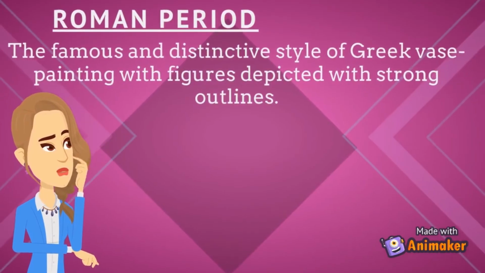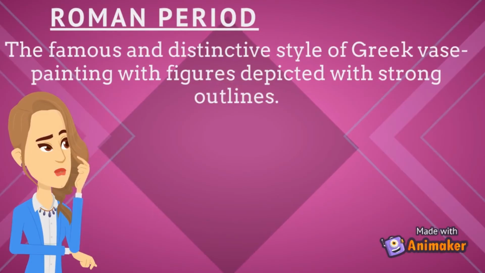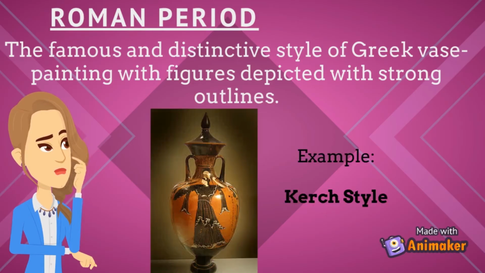It is the famous and distinctive style of Greek vase painting, with figures depicted with strong outlines, with thin outlines. It reached its peak from about 600 to 350 BC, and divides into the two main styles, almost reversals of each other, of black figure and red figure, the other color forming the background in each case. For example is the Kirch style, also known as Kirch vases, that are red figure pottery. As you notice, the painting is black while the background is red.